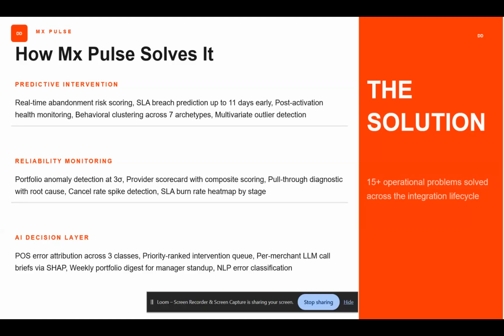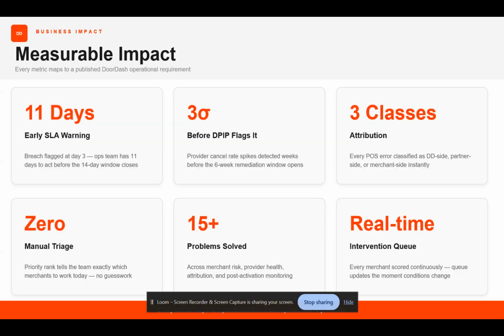So what does MXPulse as a system actually do? MXPulse solves 15 plus operational problems across the merchant integration lifecycle. These solutions can be grouped into three categories, namely predictive intervention, reliability monitoring, and AI decision layer. Lastly, talking about the impact my predictive system will have on the business, the measurable outcomes range from catching SLA breaches 11 days early to detecting provider degradation before DPIP flag set. Every metric is anchored to a published DoorDash operational requirement.